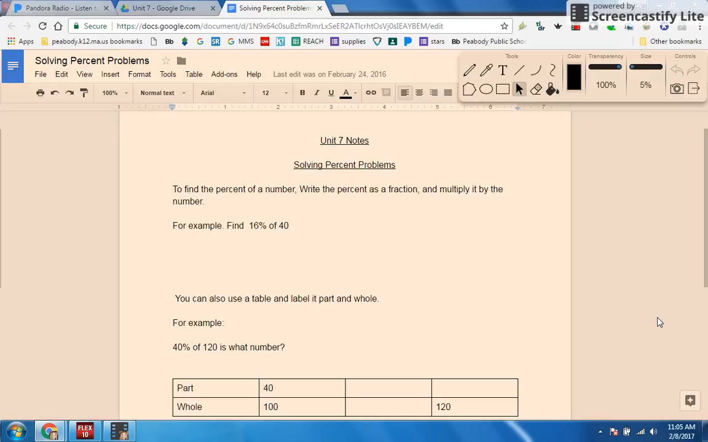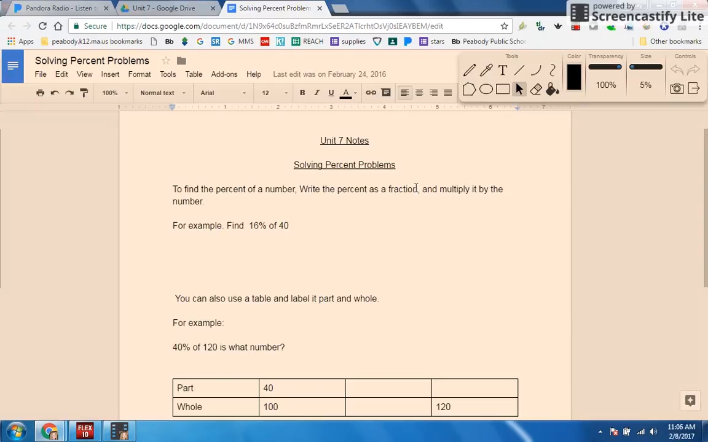So we're going to do solving percent problems today, and we're going to use fractions because not only is it a good review, but it's actually, I think, easier and quicker. So to find the percent of a number, write the percent as a fraction and multiply it by the number. The confusing part about this is it says to find the percent of a number, but your actual answer is not going to be a percent. It's going to be a fraction or a whole number.